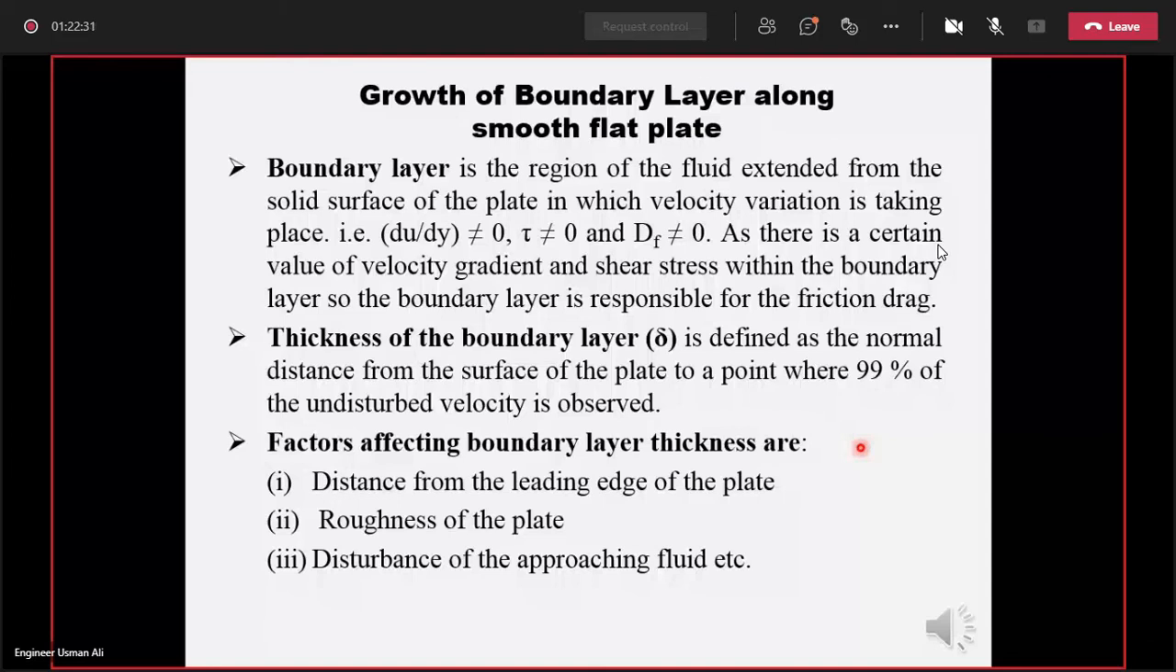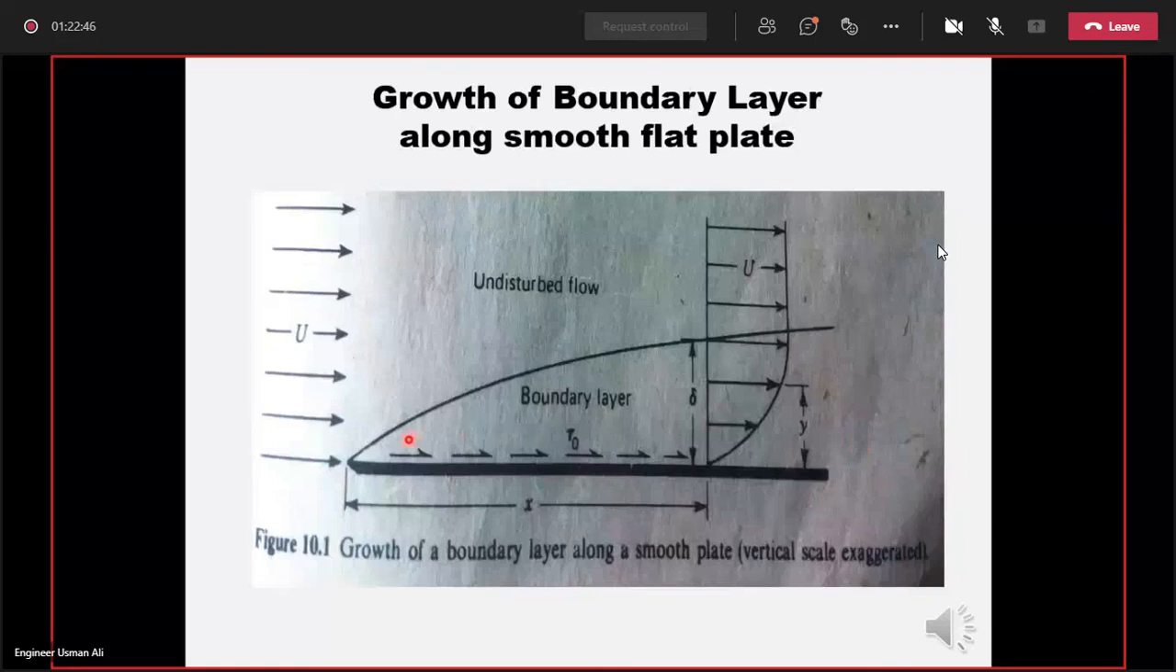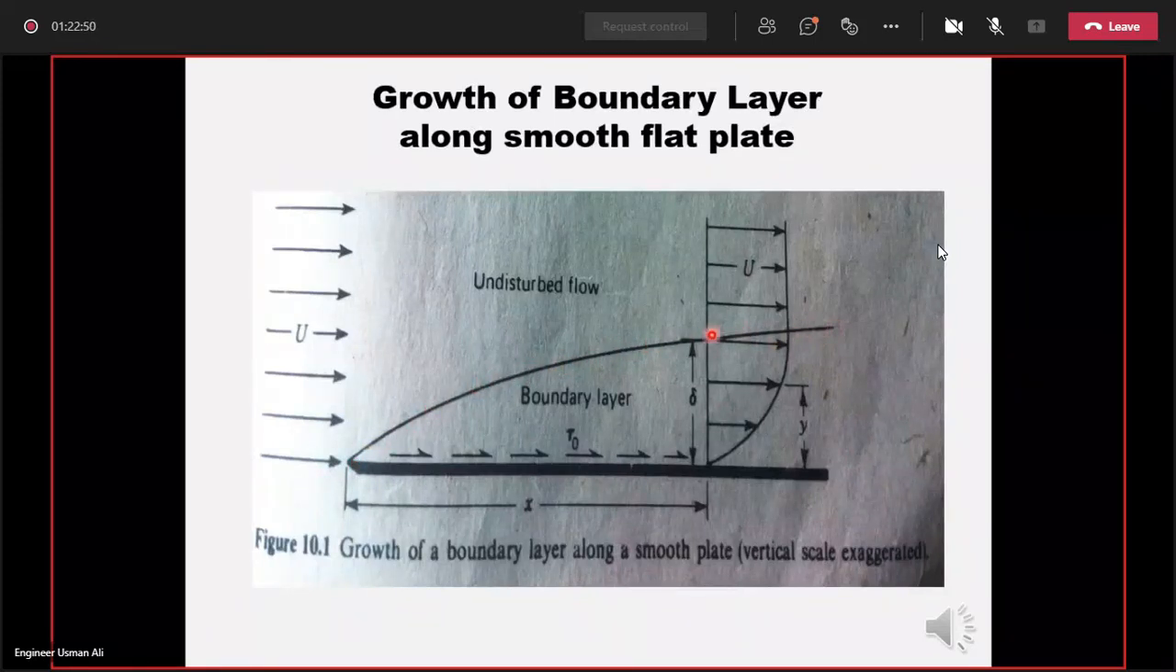Next is the definition of thickness of boundary layer. Thickness of boundary layer is defined as the normal distance from the surface of the plate to a point where 99% of the undisturbed velocity is observed. So if we see the diagram, this line indicates that along this line at any point the velocity of the fluid is equal to 99% of undisturbed velocity.